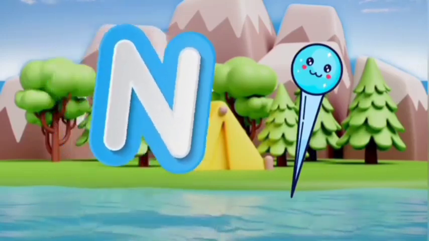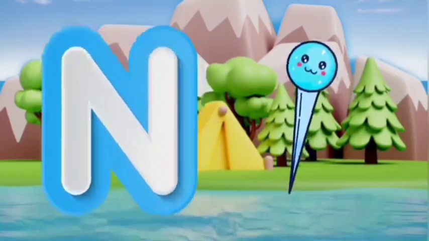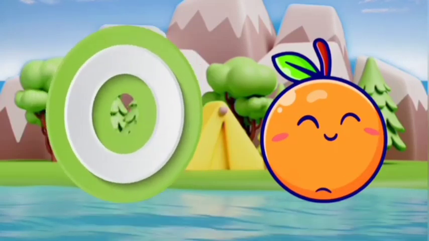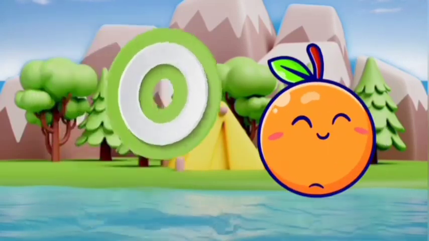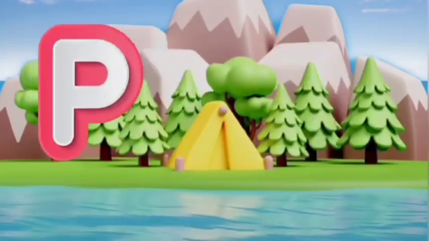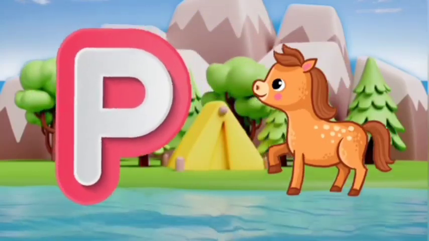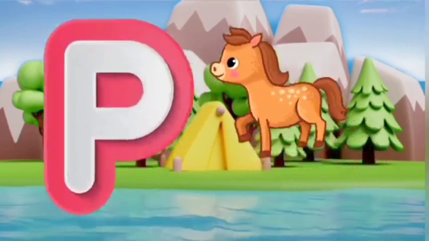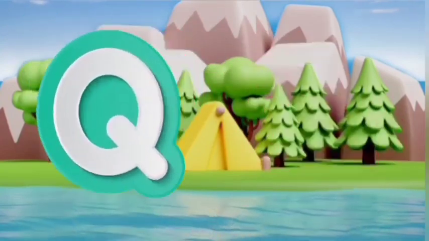Needle. N, needle. O is for orange. Orange. O, orange. P is for pony. Pony. P, pony. Q is for queen.